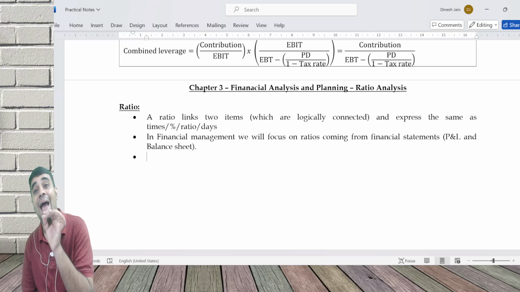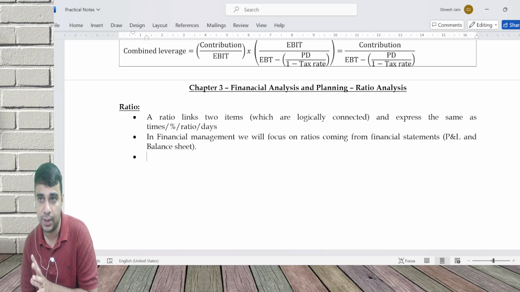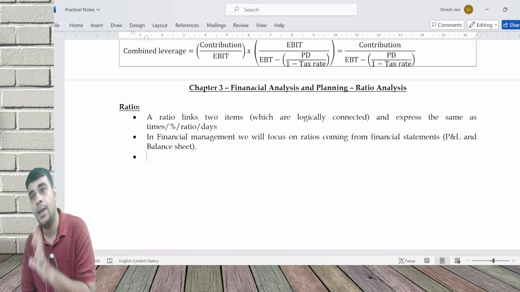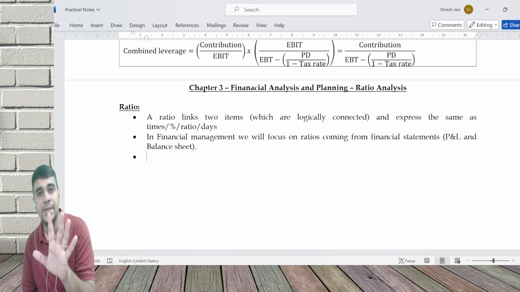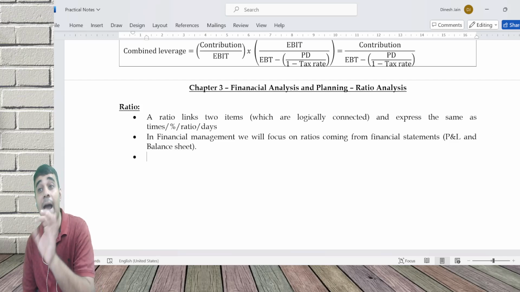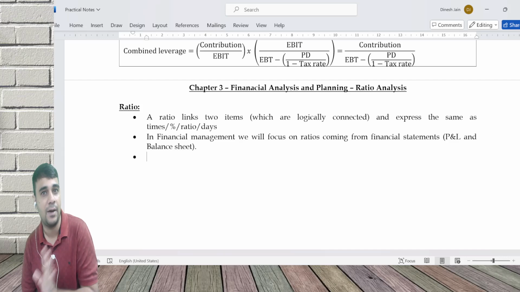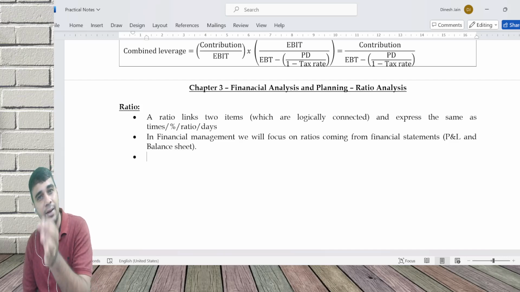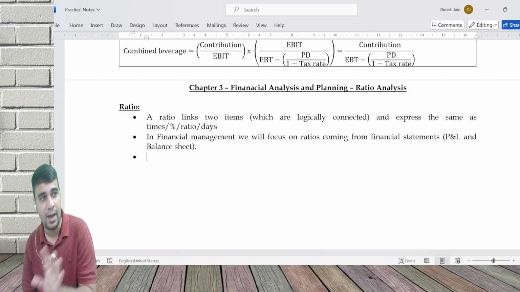Which takes one item from P and L, one item from balance sheet, you should take the average of the balance sheet item. You could have learnt many ratios where they'll say average in the denominator, but this is the real concept. If you take one item from P and L, one item from balance sheet. Example, debtors turnover ratio. Formula is sales divided by average debtor. It's not debtor. Sales divided by average debtor. Net profit margin, net profit by sales. No concept of average net profit, no concept of average sales. Current ratio, current asset, current liability. No average current asset, no average current liability.